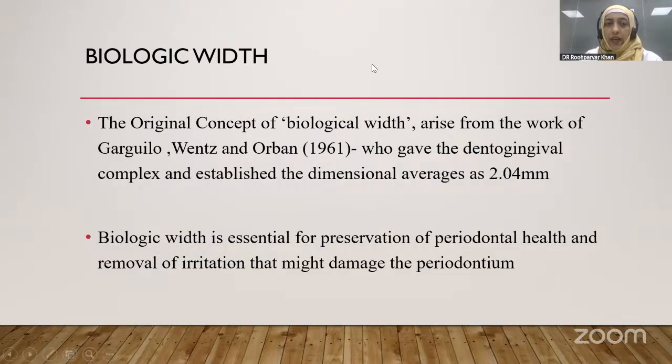Now, considering the biological width, the original concept of biological width was given by Gargiulo, Wentz, and Orban in the year 1961, and they considered the value of biological width to be 2.04 mm. Why is biological width essential? It is essential for the preservation of periodontal health and removal of irritation that might damage the periodontium when we go ahead with restorative dentistry.